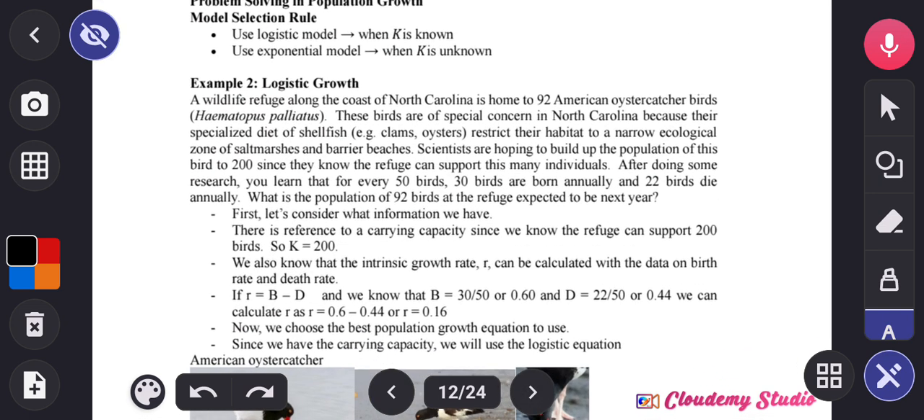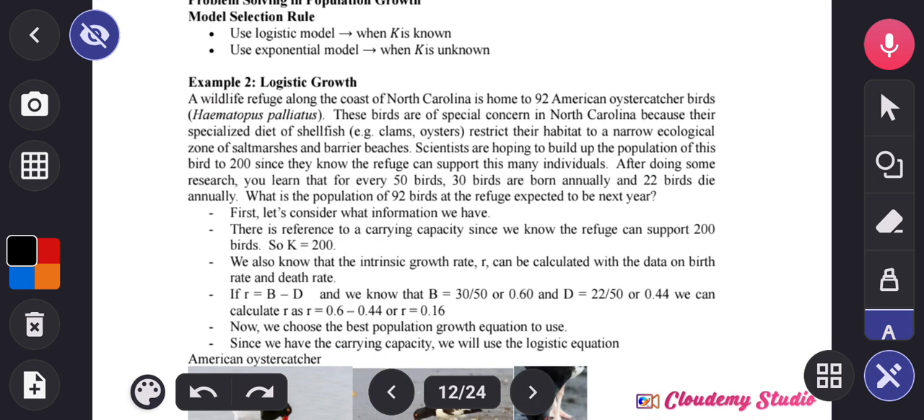Now, look at this particular question. They said that the wildlife refuge along the coast of North Carolina is home to 92 American oystercatcher birds, right? So we have 92 oystercatcher birds. They now said the carrying capacity is 200. We have the carrying capacity here to be 200, right?